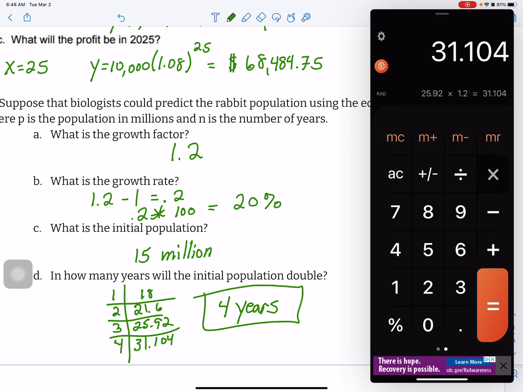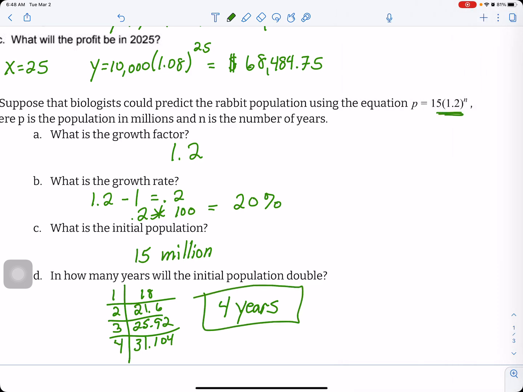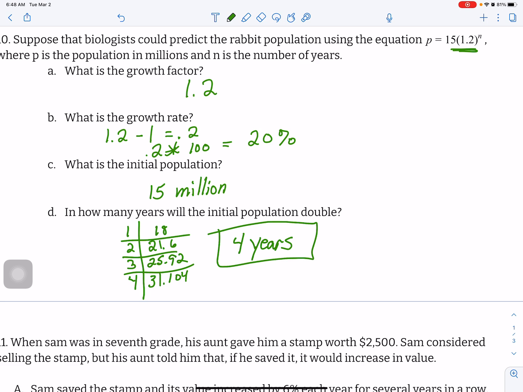You could also play around with just putting in different values for N, but usually it doesn't take too long, especially when the growth rate's a little bit bigger. And if I'm asking you one, it's not going to take forever to find. So making that table makes it easy. I'm not asking you to find the exact time that it's 30. I just want to know when it's going to be above. So 4 years is better than 3.